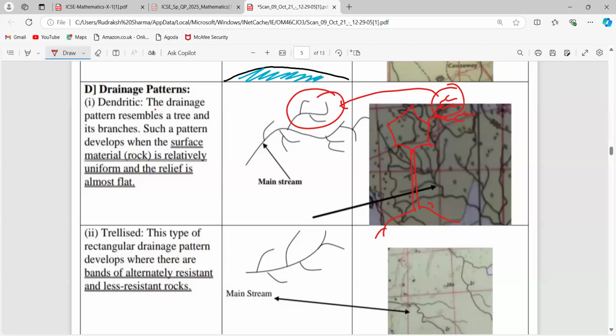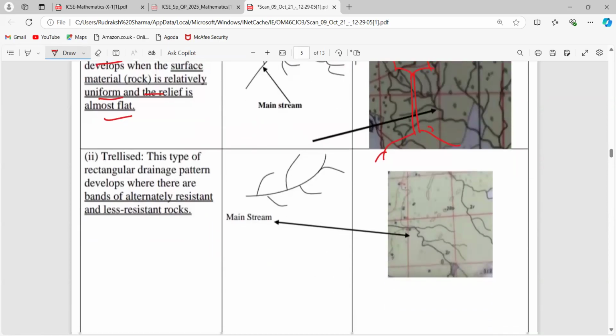Okay. So the drainage pattern resembles a tree and its branches. If you can't recall the concept of tree and branches, you can just remember that whenever you draw a diagram of a neuron, in the neuron we draw dendrons or dendrites, which is similar to this dendritic drainage pattern. Such a pattern develops when the surface material rock is relatively uniform and the relief is almost flat. Okay. Now coming to trellised.